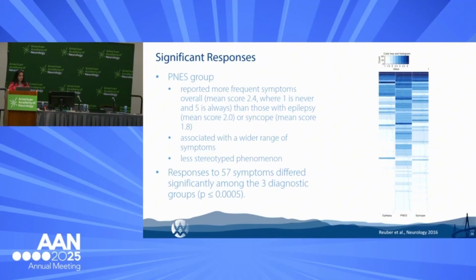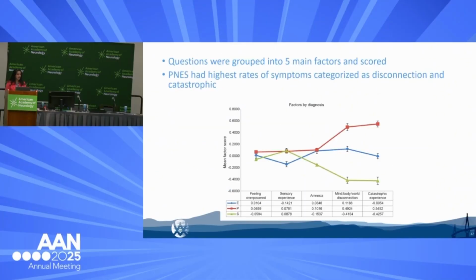So responses to 57 symptoms differed significantly among the 3 diagnostic groups. The questions were then grouped into 5 main factors and scored. Things like feeling overpowered, sensory experience, amnesia, mind-body world disconnection, and catastrophic experiences. And non-epileptic events had the highest rates of symptoms categorized as disconnection or catastrophic.